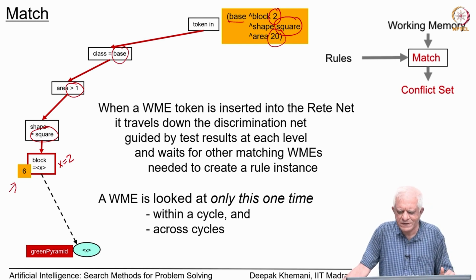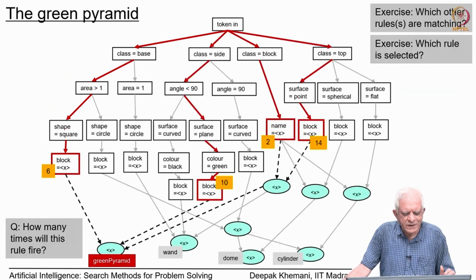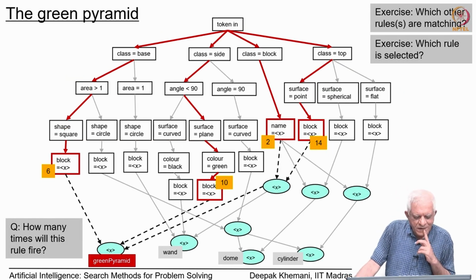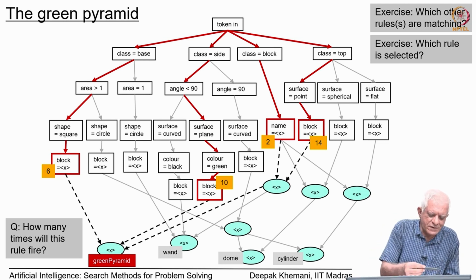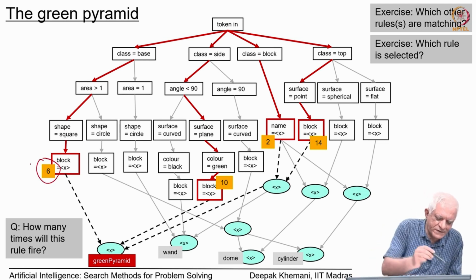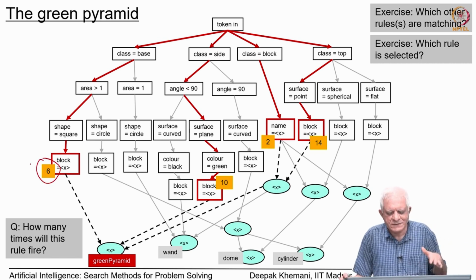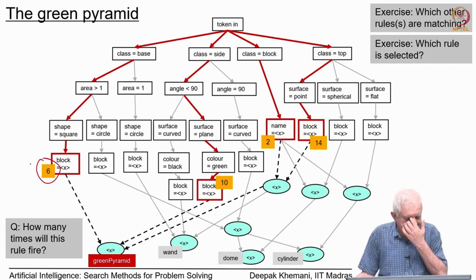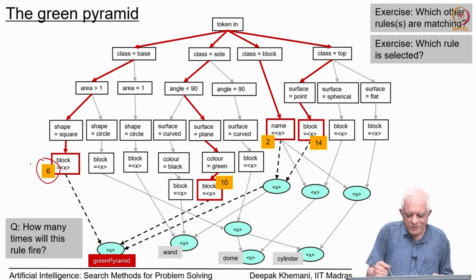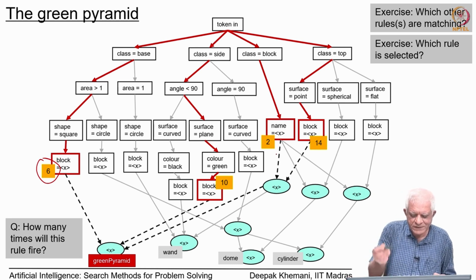Let us look at this network a little bit more, in particular the green pyramid rule. We saw this token number 6 which travelled down, and we saw its journey in the last segment. You can imagine the other tokens also doing the same thing. There are 4 tokens that are needed for the green pyramid rule. Token number 2 is the first one that would be inserted into the system, then token number 6, then token number 10, and then token number 14.